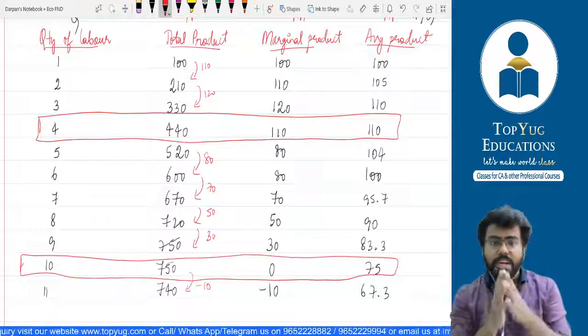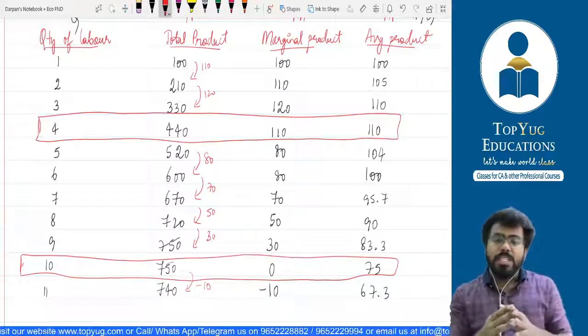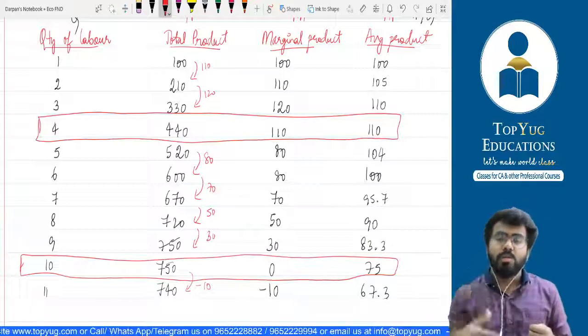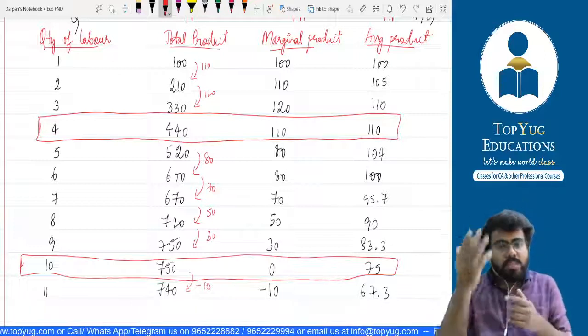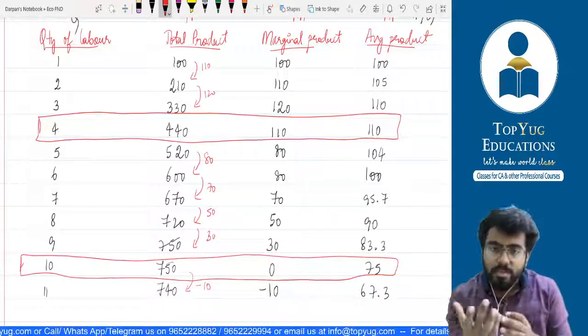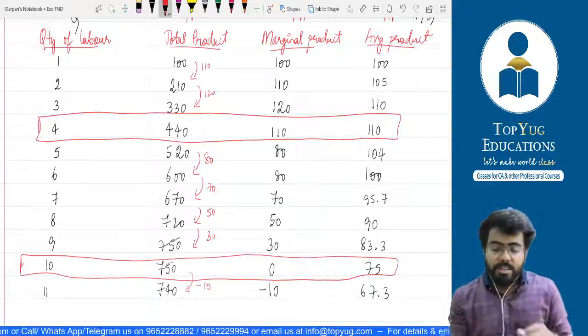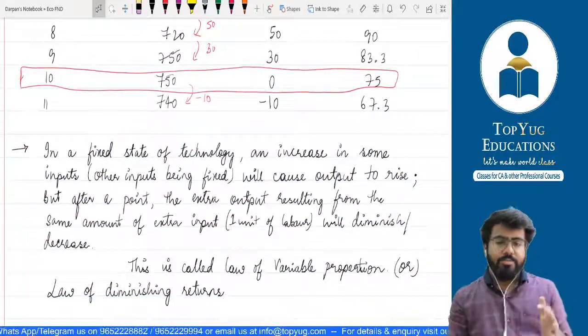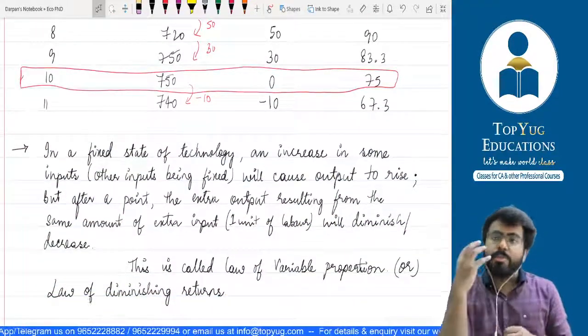We'll write in detail about them. But first, let's see how their graph looks. Okay? So let's plot this into a graph and see how the TP curve is going, how the AP curve is going, how the MP curve is going. All right. Okay.